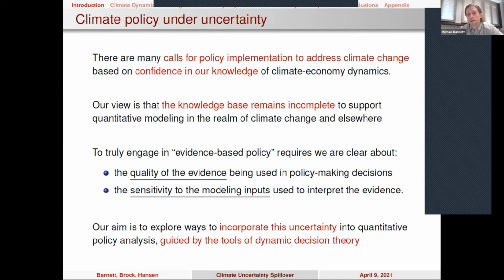We believe that to truly engage in evidence-based policy requires that we're clear about a few things. One, the quality of the evidence being used in policymaking decisions, as well as the sensitivity of the modeling inputs based on this evidence that we have. And so our aim is to explore ways to incorporate this uncertainty that exists in climate change models into quantitative policy analysis guided by the tools of dynamic decision theory.